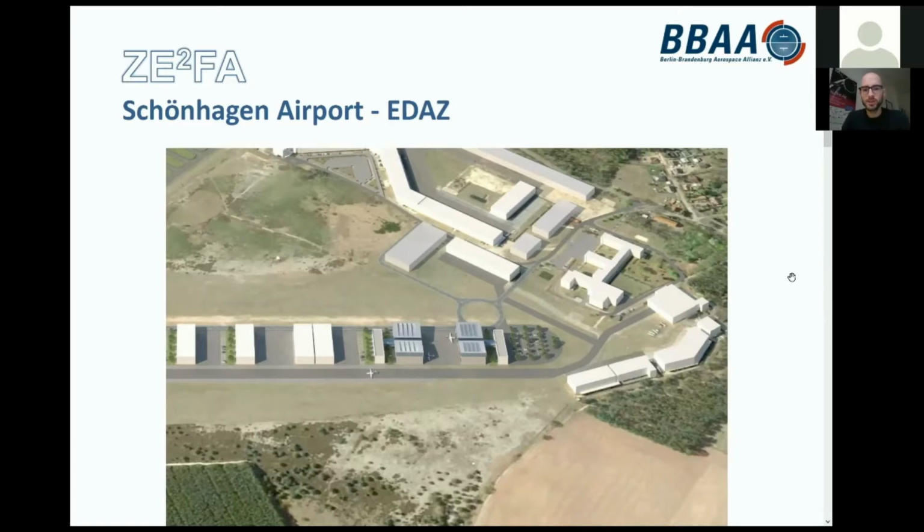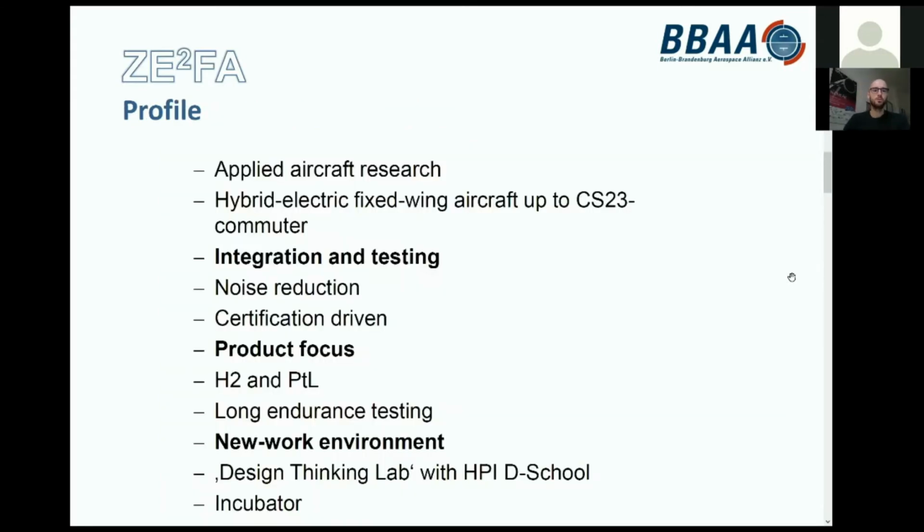The rest of the buildings rendered in this view are already existing hangars and also an industry park with aerospace companies, Aquila, RS Aero, Stemme, and a lot of other aerospace businesses here at the regional airport. A few words about the profile, how we see it and how it developed in the last 3 years.